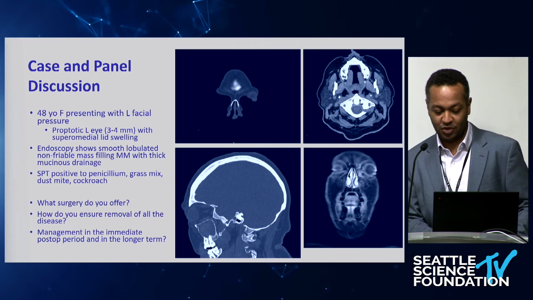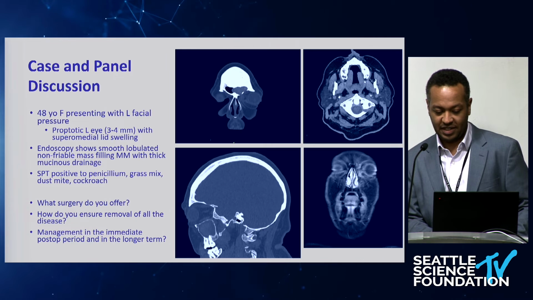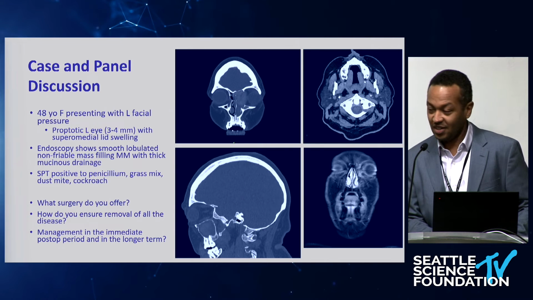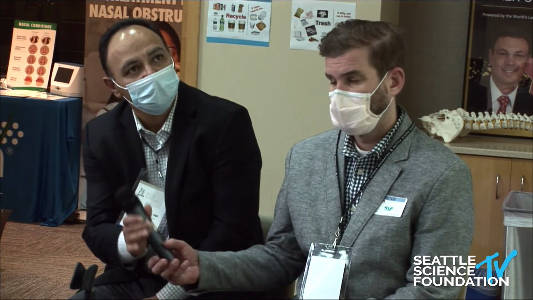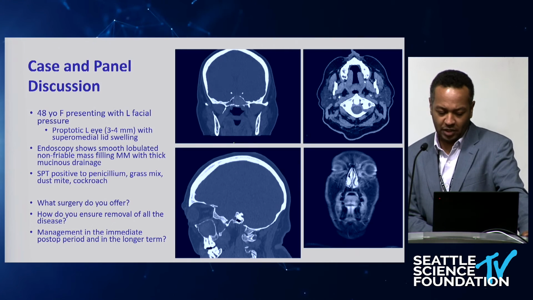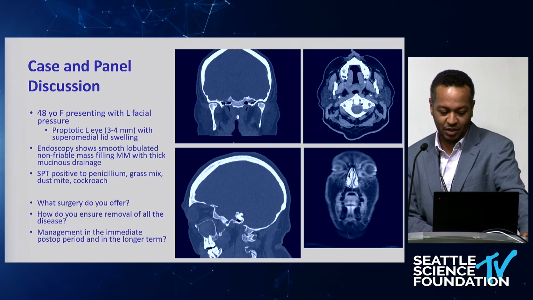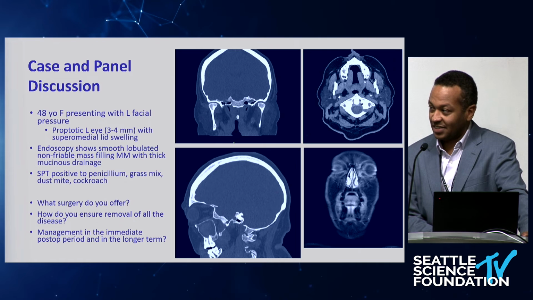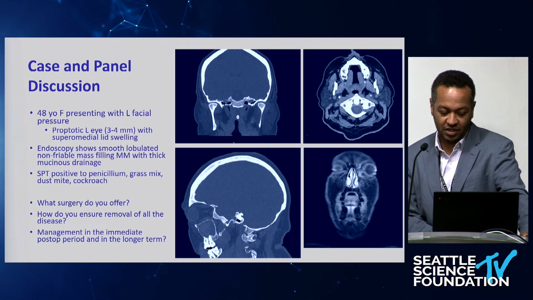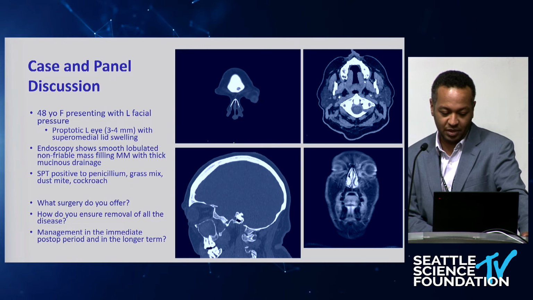So I'm going to play through some of these videos, and I'm going to ask Sanjay to comment on this. So here you've got a coronal CT. This is a 48-year-old female, left facial pressure, proptosis of the eye, some supramedial lid swelling. Endoscopy, you've got this non-friable, somewhat smooth lobulated mass. A bunch of allergy testing. It's positive for penicillium mold and a variety of other things. I'll play that video again.